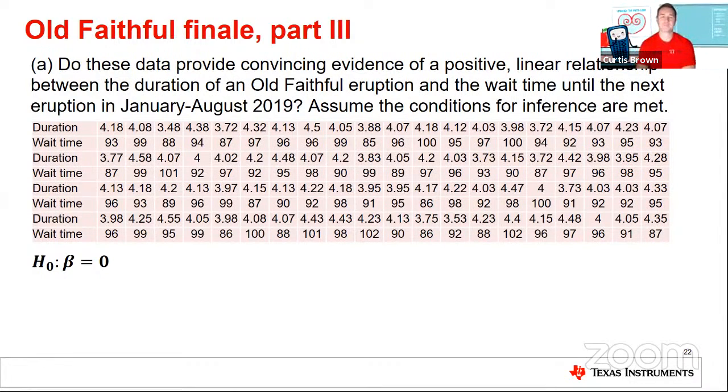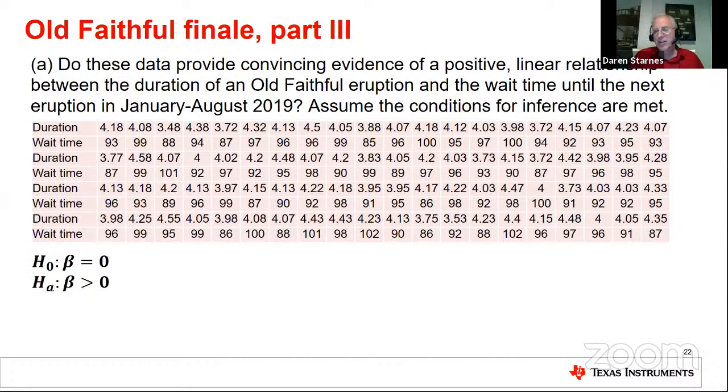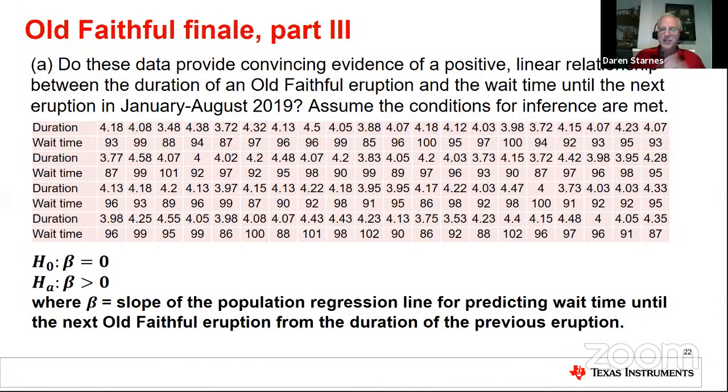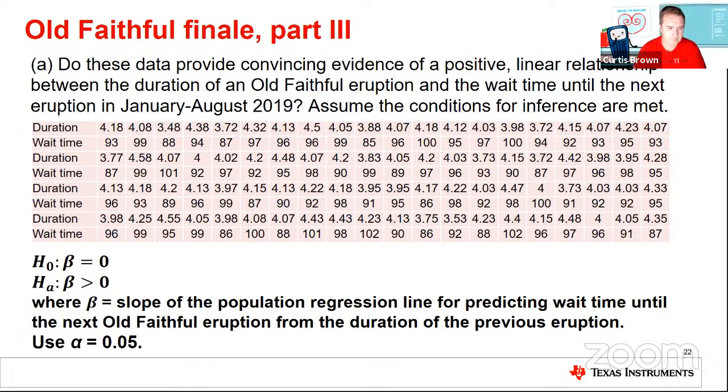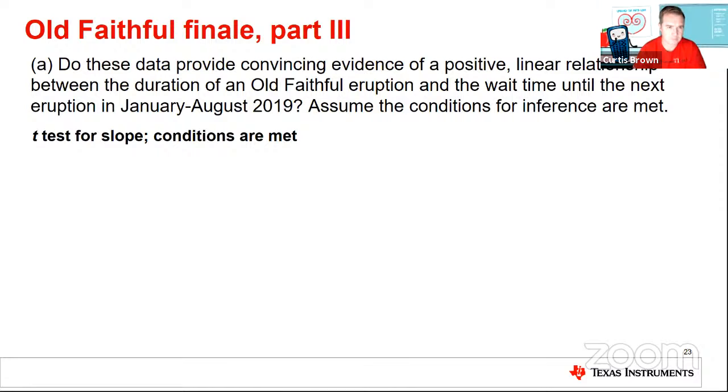They're not using the duration of the previous eruption. So I was curious, if we use the duration of the previous eruption, do we do a better job of predicting the wait time? I'm curious if there is truly a positive linear relationship or not. So here, beta is the slope of the population regression line for predicting wait time from duration of the prior eruption. We use alpha equals 0.05. We would like to do a t-test for the slope, and I've already said that we're going to assume the conditions are met.